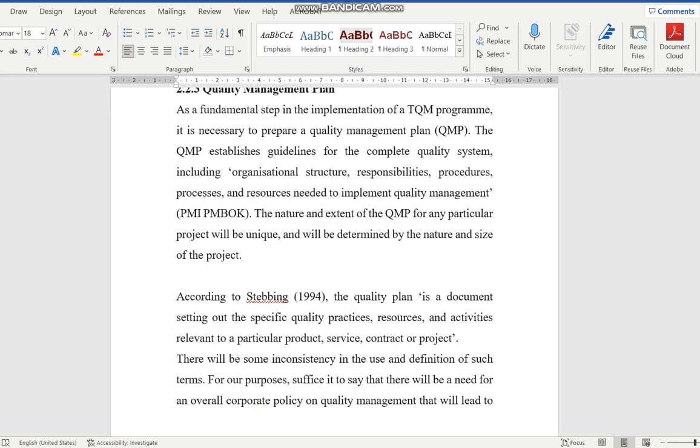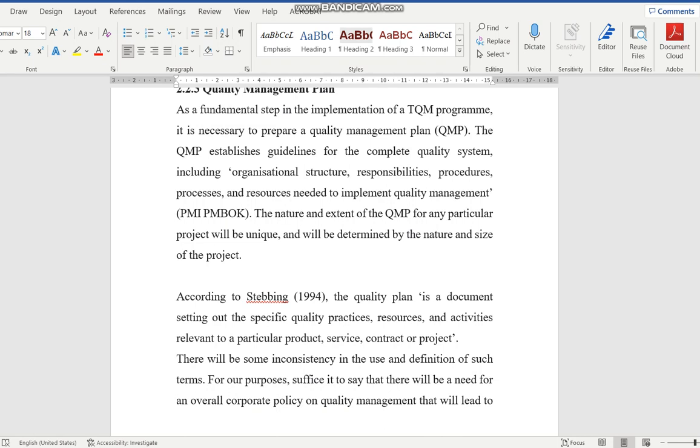So we will create these documents, or maybe just a plan, what we call a quality management plan, or in construction, we will call it the PQP, Project Quality Plan. And these particular guidelines will look into the procedures, the processes, and the resources that are required in order to put together the components of the projects that meet the requirement and the desired level of excellence.